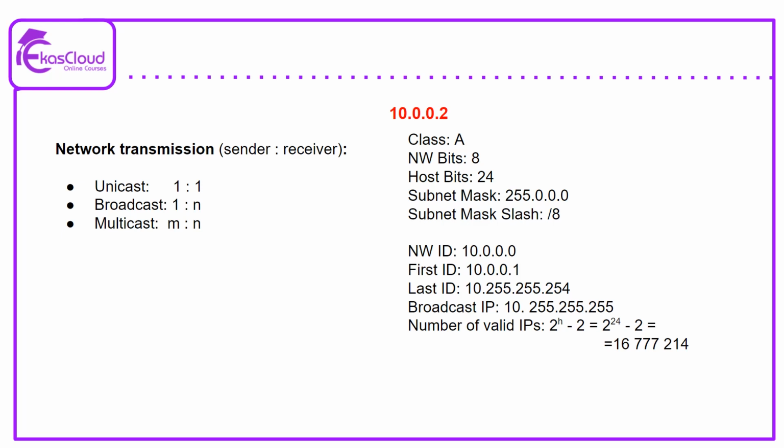And if we have a class A network, then the number of valid IPs is going to be over 16 million. So over 16 million different IP addresses can be used in that given network.